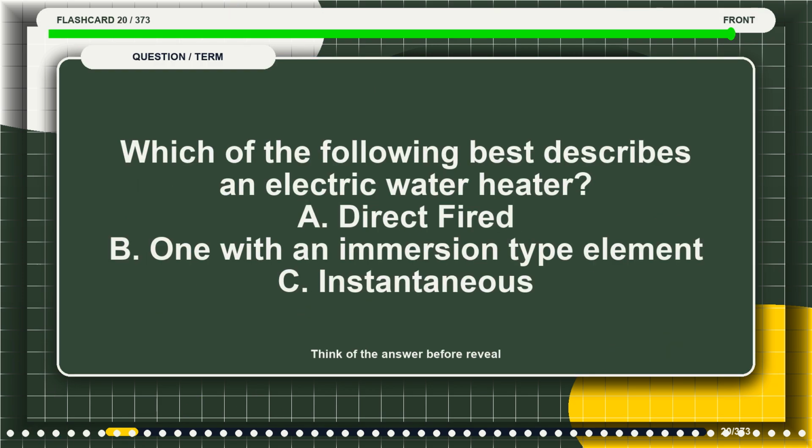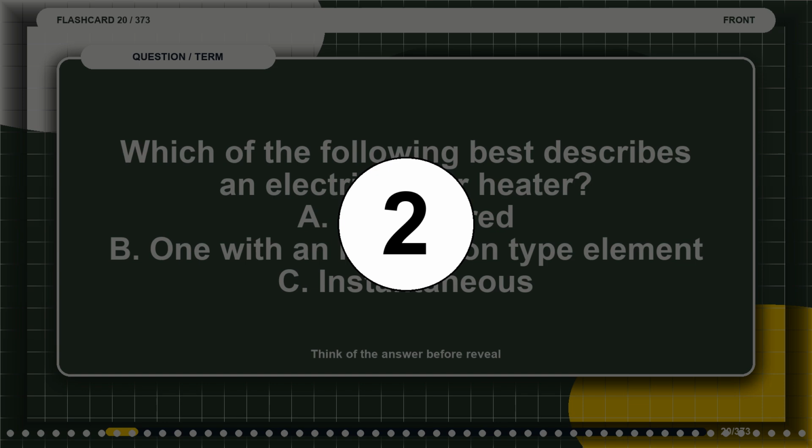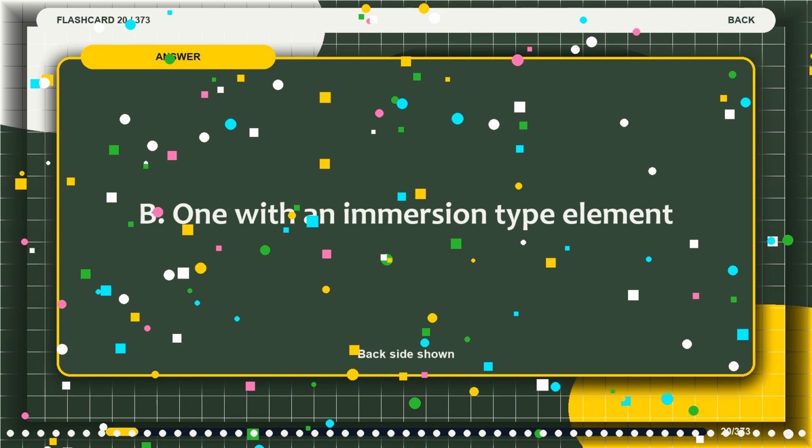Flashcard 20. Which of the following best describes an electric water heater? A. Direct fired. B. One with an immersion type element. C. Instantaneous. Think of the answer before the reveal. The answer is B. One with an immersion type element.